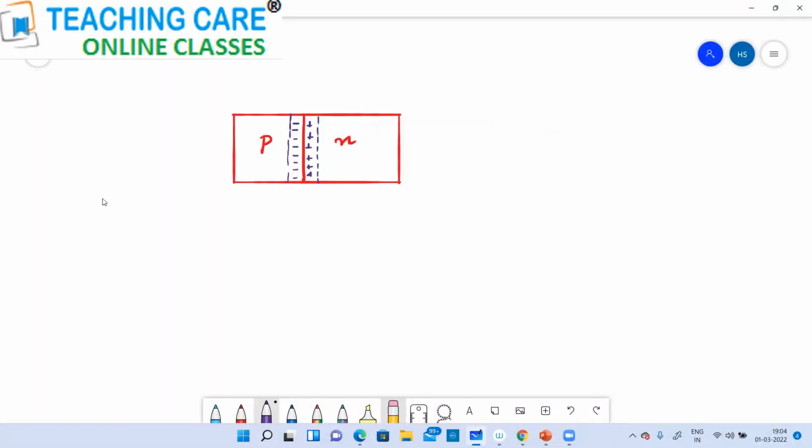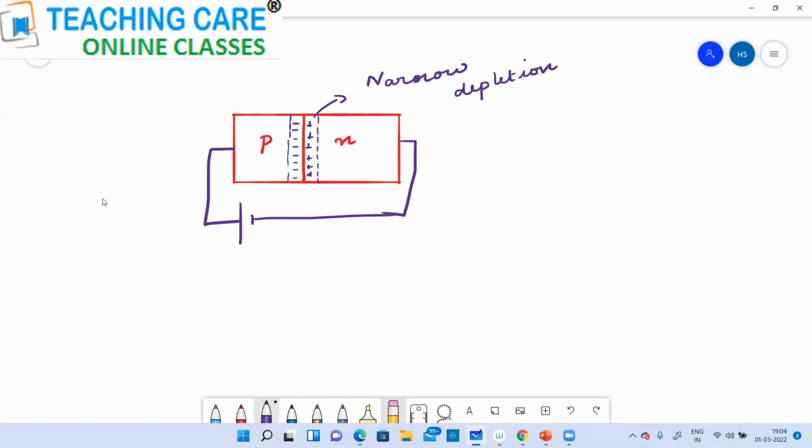Yes, ma'am. See, a narrow depletion region should be there. You have to know that while drawing the forward biasing, it should be a narrow depletion region. Note down, this should be connected to the forward biasing: positive to positive, negative to negative.